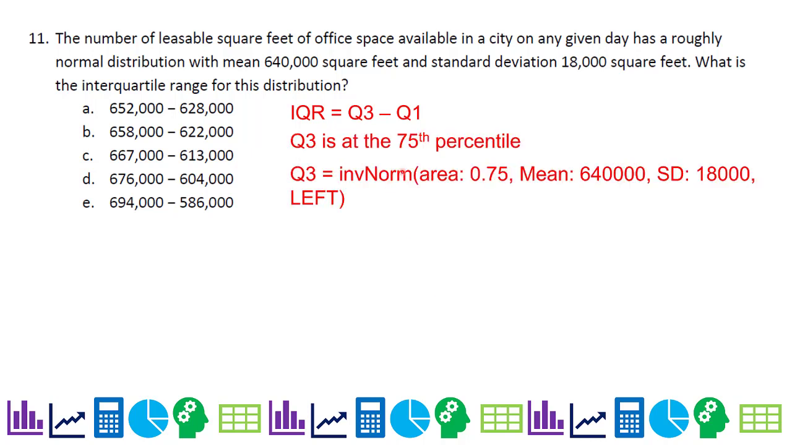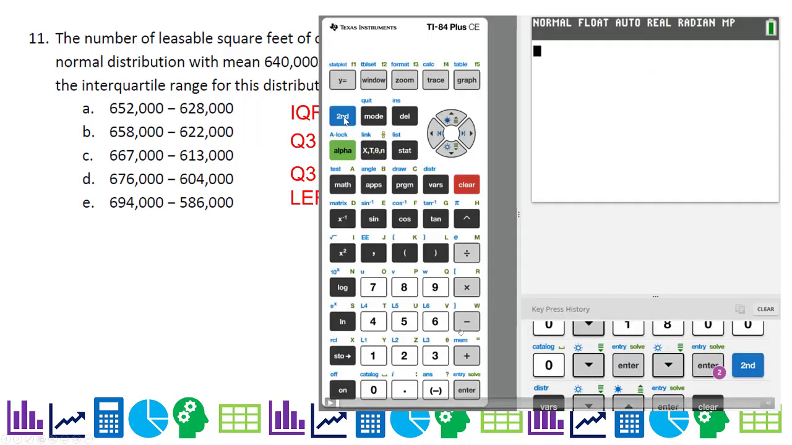So you can do inverse norm, area 0.75 on the left. The mean is 640,000. Standard deviation is 18,000, and we're specifying the left area. So on our calculator, we'll do this. Actually, let me show you the old calculator. We're going to find Q3.